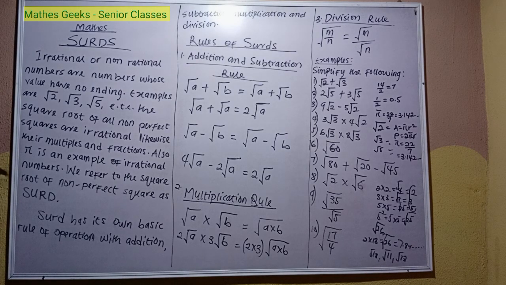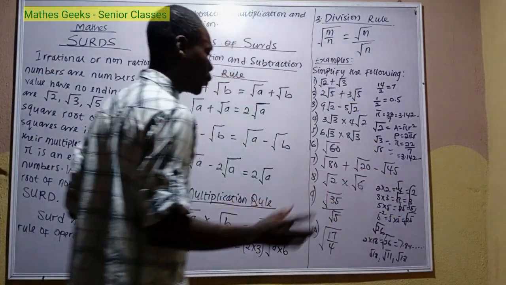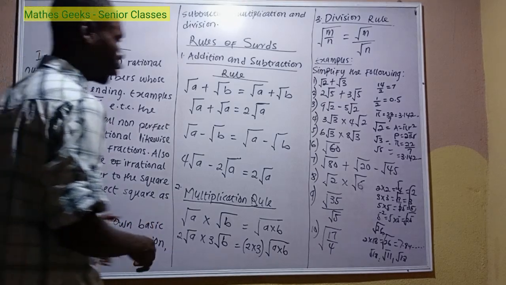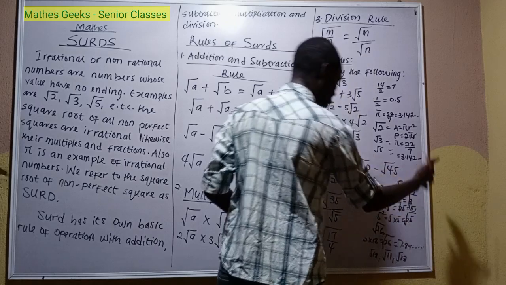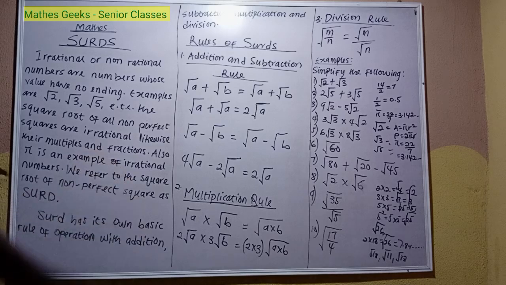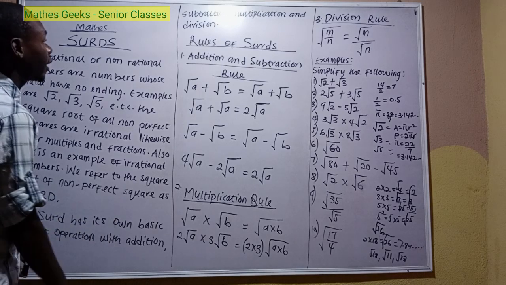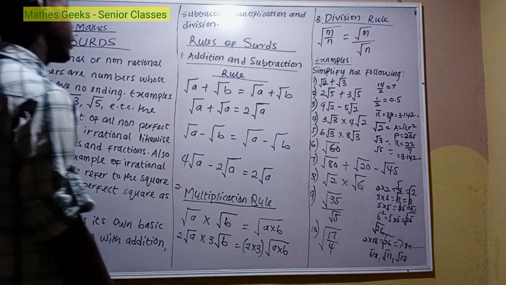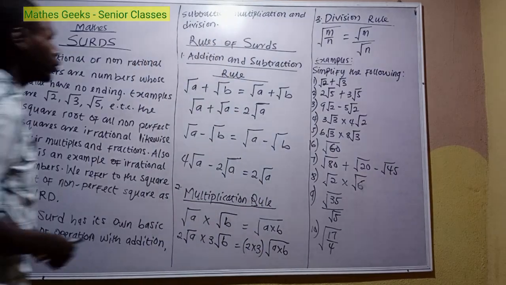So we refer to the square root of a non-perfect square as a surd. We classify the square root of all non-perfect squares as surds. So when we look at what we have here, root 26, root 18, root 11, root 13, and all the rest, the square roots of such non-perfect squares are all classified as surds. Surds have their own basic rules of operation with addition, subtraction, multiplication, and division. Rules of surds.